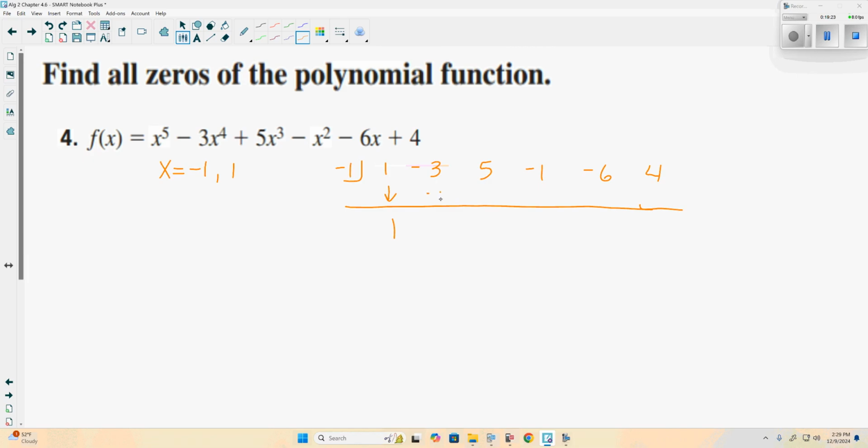-1 times 1 is -1. -3 plus -1 is -4. -1 times -4 is 4. 5 plus 4 is 9. -1 times 9 is -9. -1 plus -9 is -10. -1 times -10 is 10. -6 plus 10 is 4. And -1 times 4 is -4, and we add it to get 0.